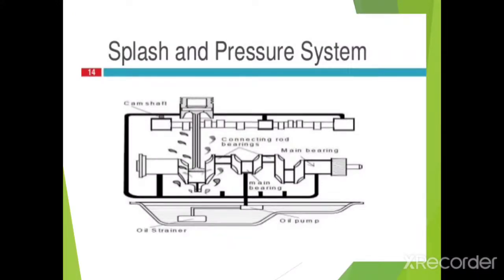In this system, the pistons, piston rings and cylinder walls are lubricated by the splash, and the main bearings, the connecting rod bearings and camshaft bearings are lubricated by the pressure feed system through this lubricating gallery.